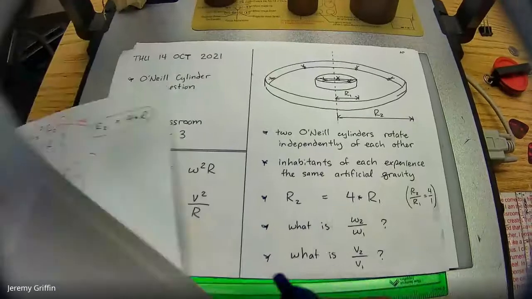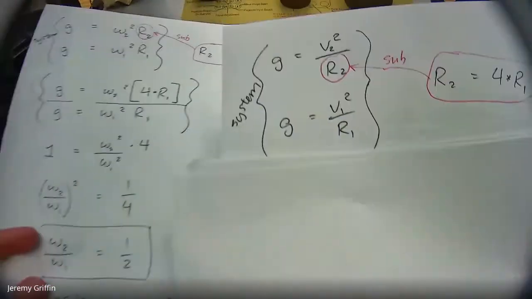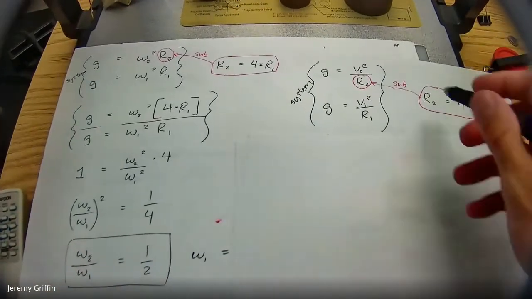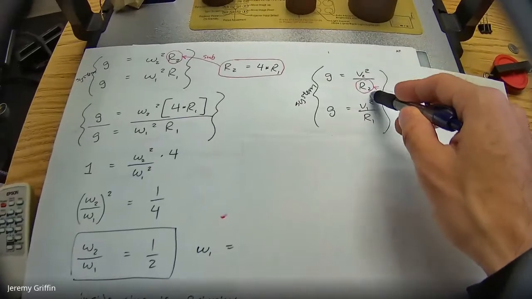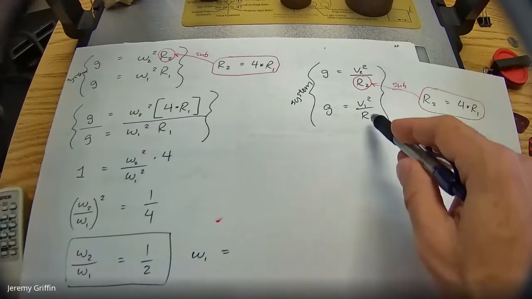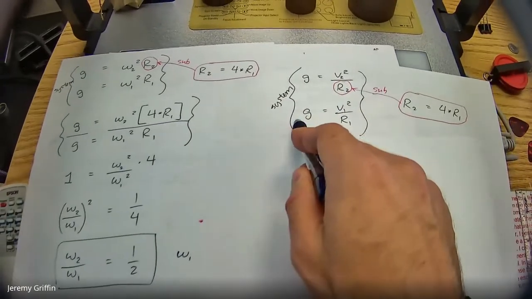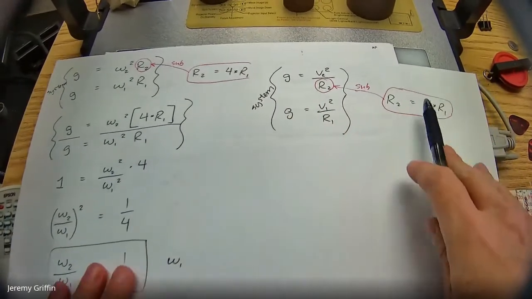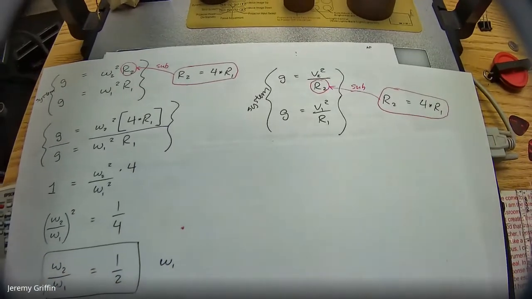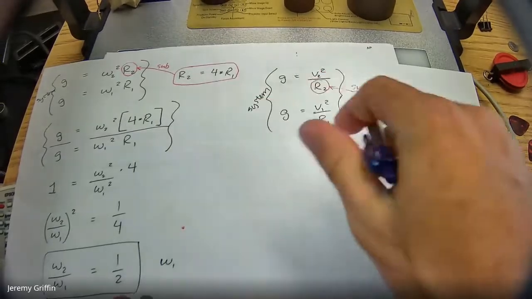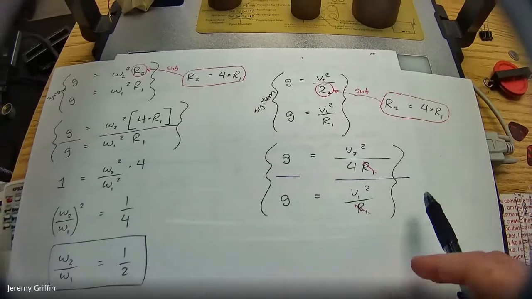Now this one, I'm playing off this setup, v squared divided by r, which is a lot closer to your centripetal force law. Same idea, I've got it for the big ring, v2 squared on r2, and the little ring, v1 squared on r1. They're both equal to the same centrifugal acceleration, this artificial gravity g. And I'm going to make the same substitution as before, which is that r2 is 4 times r1, because we're talking about the exact same O'Neill cylinders, the exact same physical setup. So substitute that in, rewrite these equations. Looks like this and this.